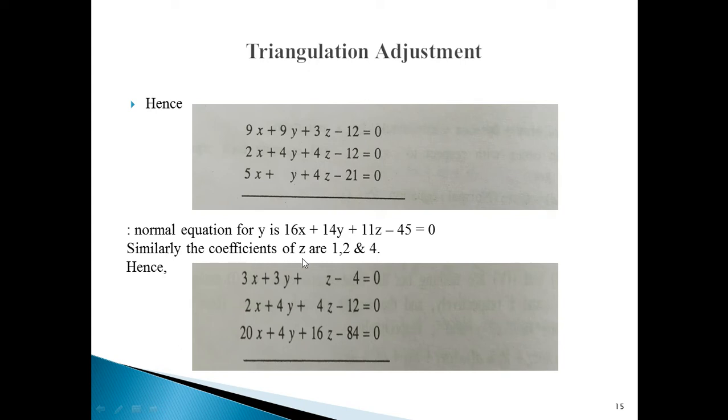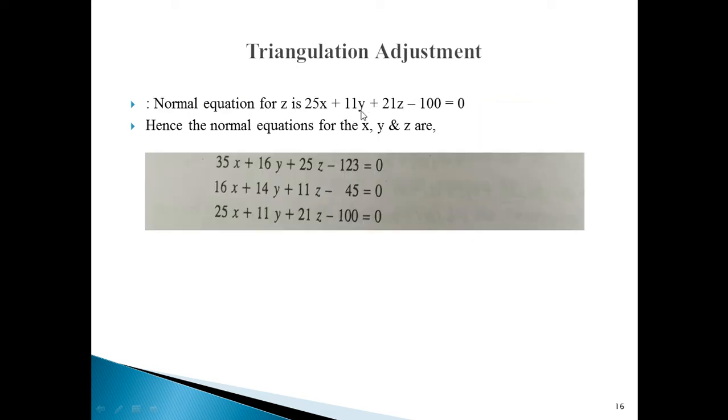Again similarly for the normal equation for z. The algebraic coefficients for z are 1, 2 and 4. So the normal equation for z is 25x plus 11y plus 21z minus 100 equal to 0. Hence, this is the normal equation for x, this is the normal equation for y, and this is the normal equation for z.